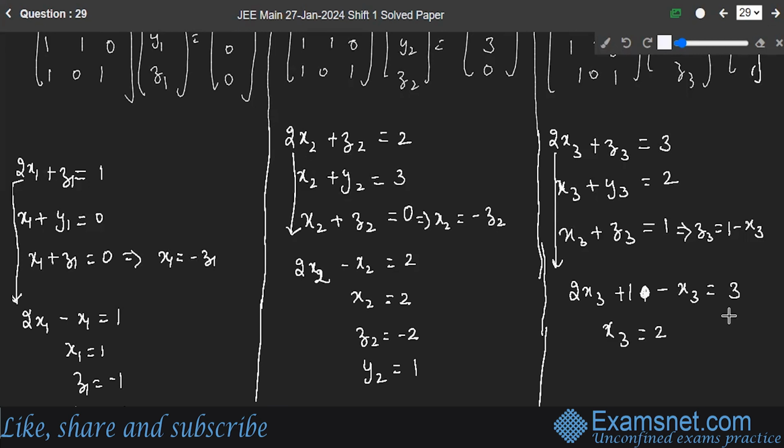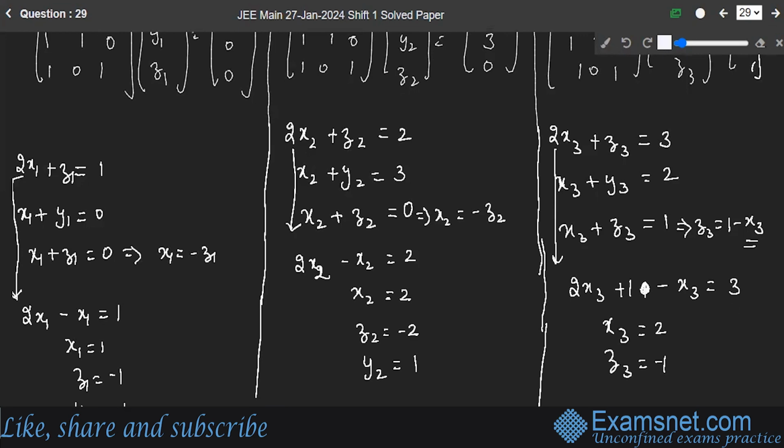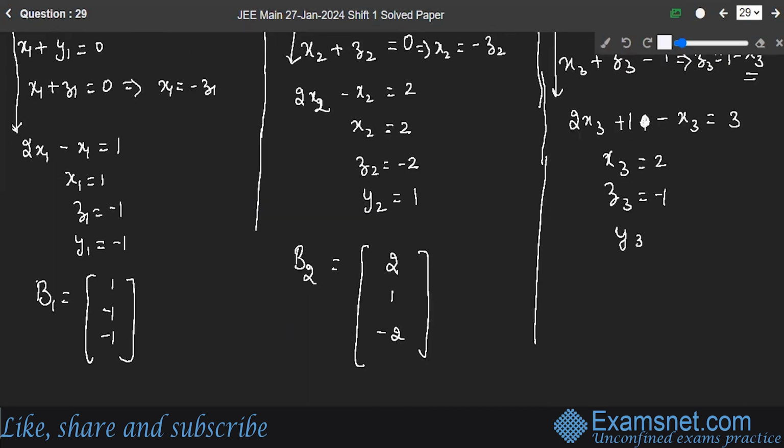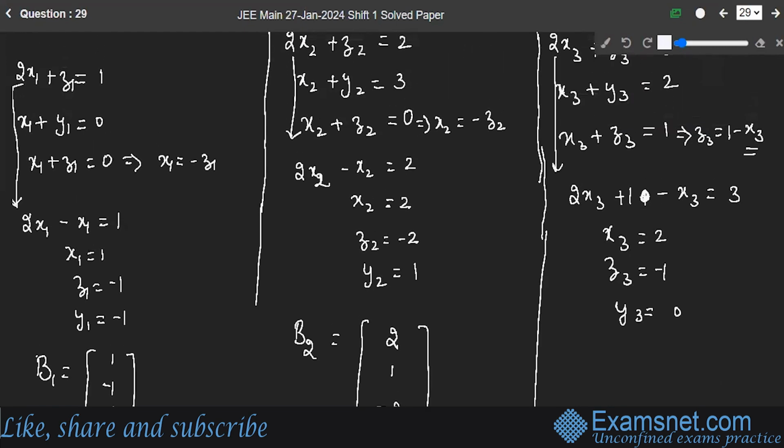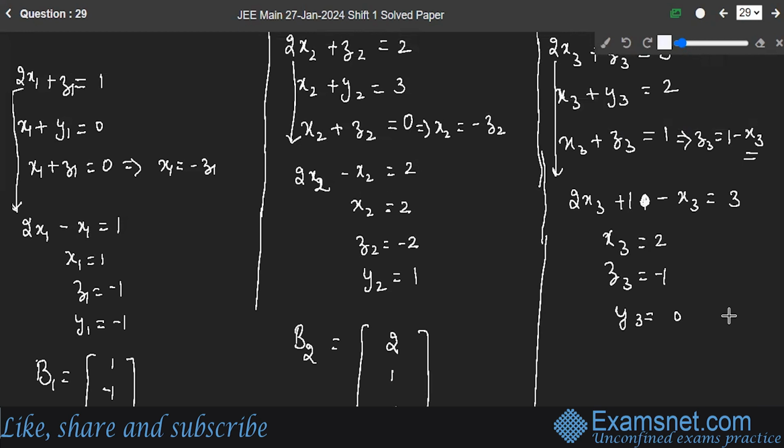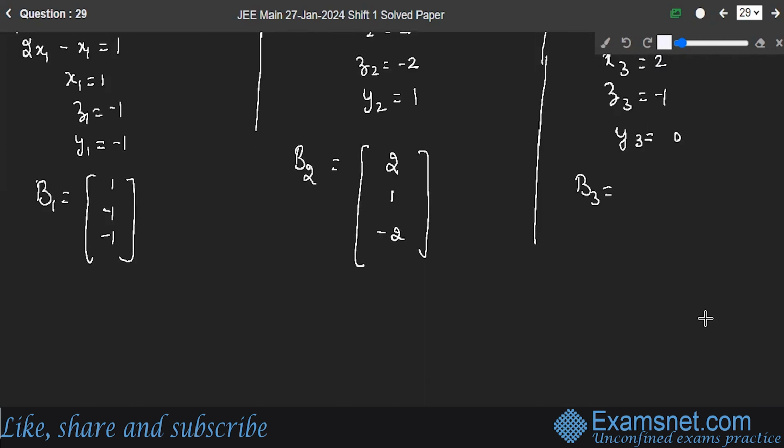If I'm getting x3 is equal to 2, z3 will be equal to minus 1, and on solving, you will get y3 as 0. So that means your B3 matrix becomes 2, 0, minus 1. So these are your B1, B2, B3 matrices.